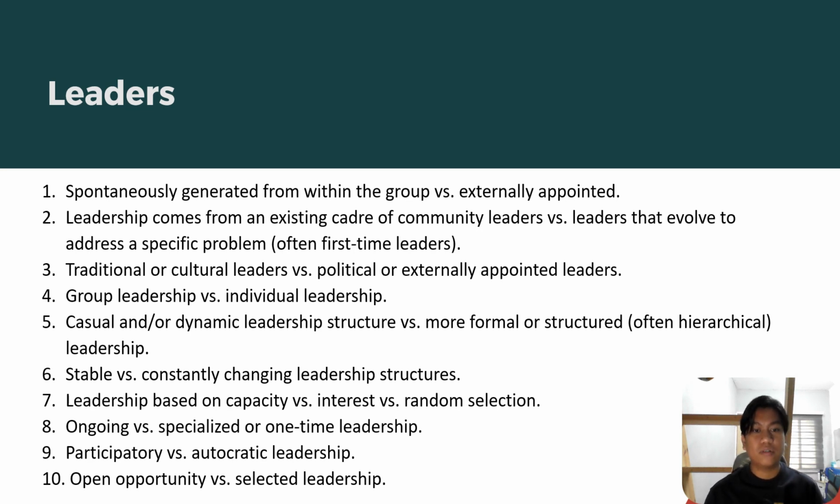Sixth, stable versus constantly changing leadership structures. Seventh, leadership based on capacity versus interest versus random selection. Eighth, ongoing versus specialized or one-time leadership. Ninth, participatory versus autocratic leadership. And lastly, open opportunity versus selected leadership. The leadership that evolves in any community may be described using these descriptors. It is important to note that this type of leadership does not have an inherent value, that is, one type is not better than another in producing the desired outcome.